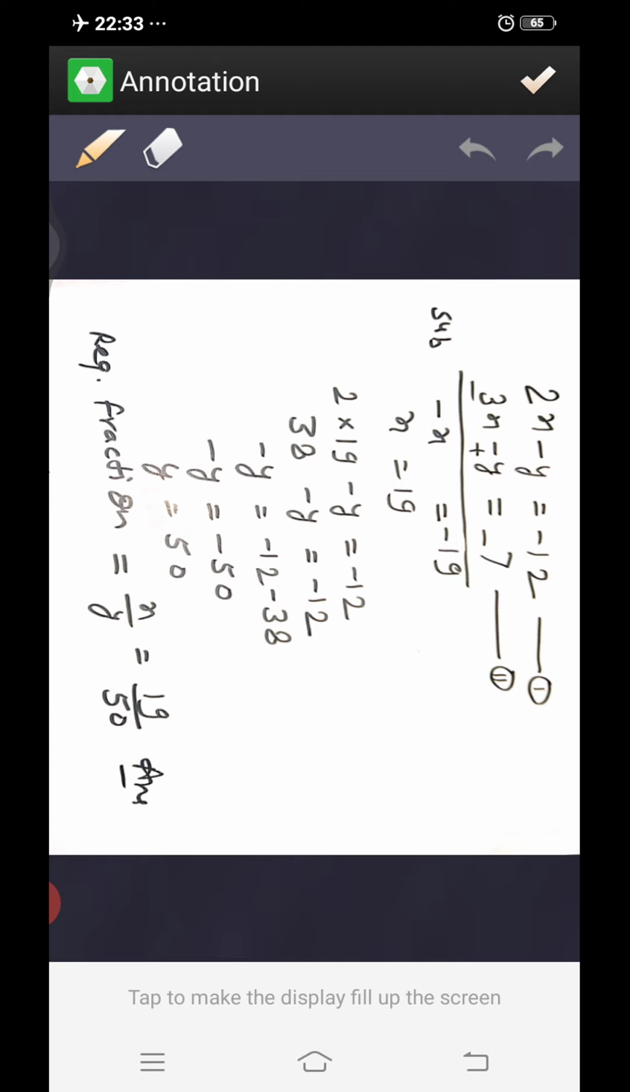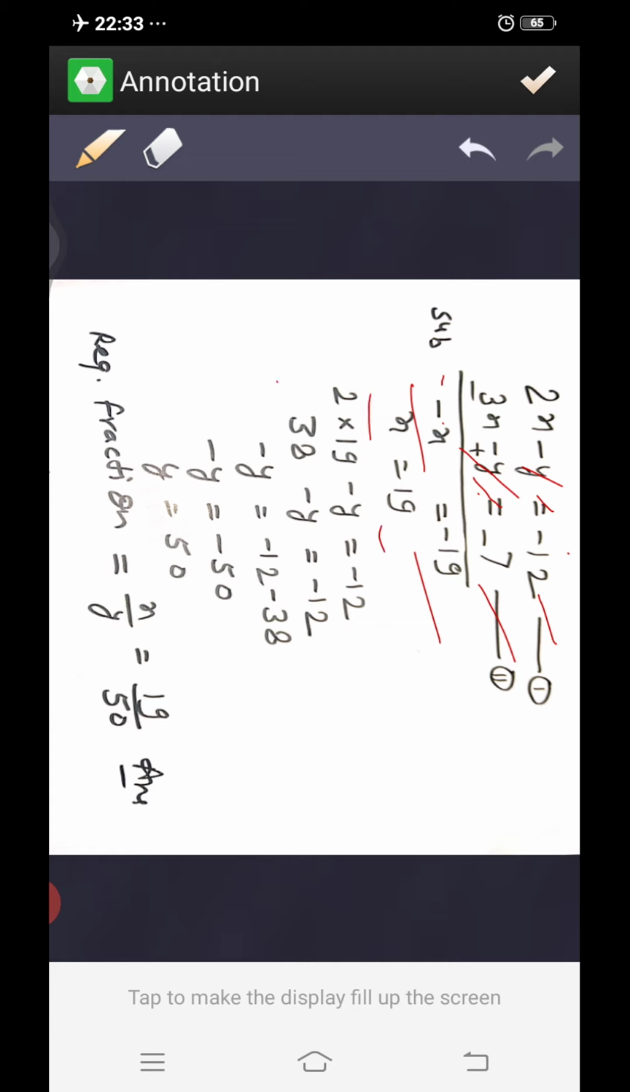Now here we can see the y part is the same and the sign is the same also. So we will have to subtract the equations. So we change the sign of the second equation. 3x becomes minus, y becomes plus and 7 becomes minus. Now this plus y and minus y get cancelled. 2x minus 3x we get minus x. Minus 12 minus 7 is equal to minus 19. So minus cancelled both sides, x equals 19.